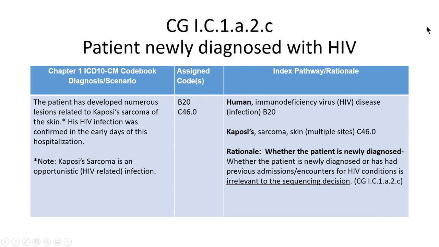Here's a guideline for a patient newly diagnosed with HIV. This patient has developed numerous lesions related to Kaposi's sarcoma of the skin. This HIV infection was confirmed in the early days of this hospitalization. So this patient did not know he had AIDS until he had developed these lesions. He comes into the hospital for treatment. The HIV is then diagnosed. So the guidelines tell us we would code the B20 as our principal diagnosis. Then we would add the Kaposi's sarcoma of the skin, multiple sites, as our secondary diagnosis.